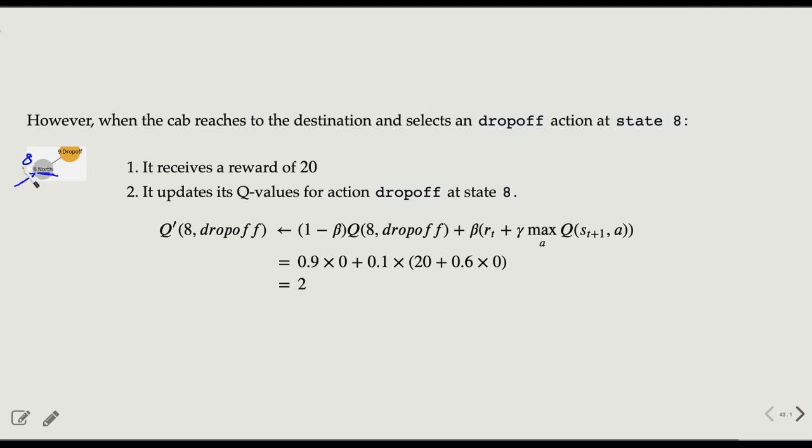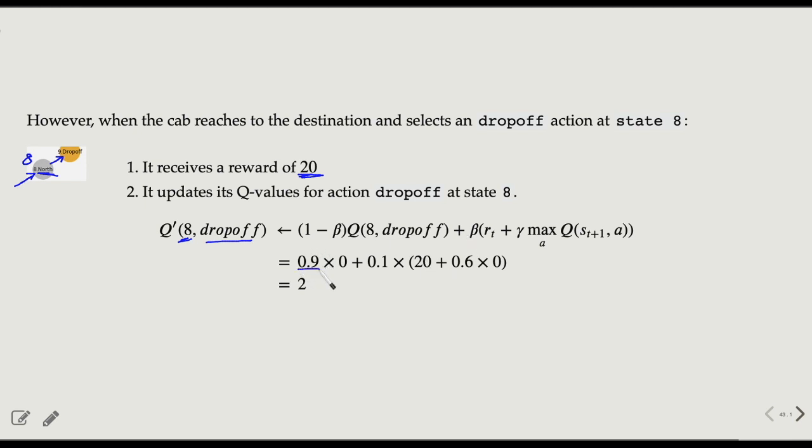And so at this state 8, if the agent performs the drop-off action, it's going to receive a reward of 20 points. And it's going to use this 20 points reward to update its Q table. So let's see how this Q value at state 8 and action drop-off will be updated with that reward.